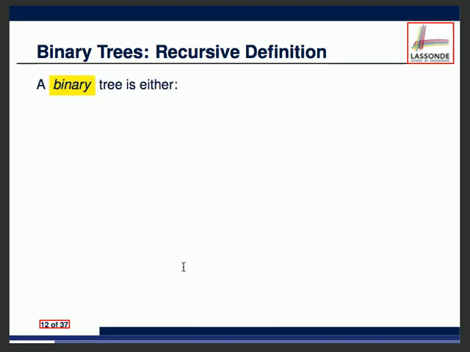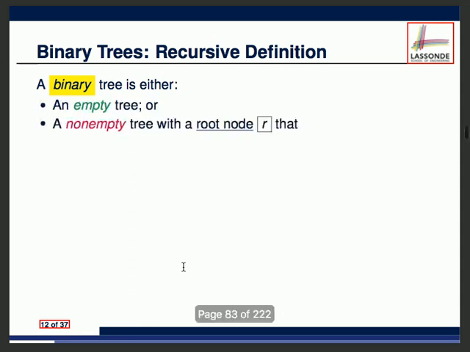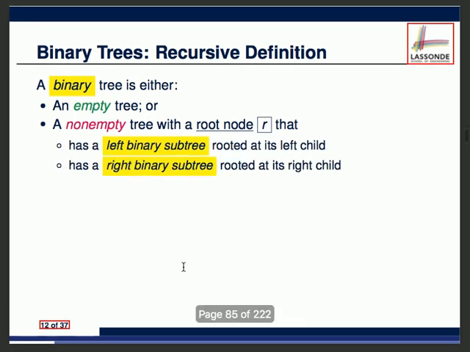A binary tree is either, the base case, just an empty tree, nothing there, or it's a non-empty tree with a root, and the root itself has a left subtree and a right subtree. Let me draw one example right away, and then I'll talk about recursion very quickly.